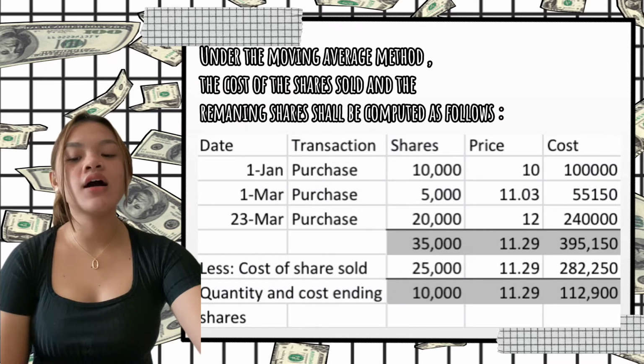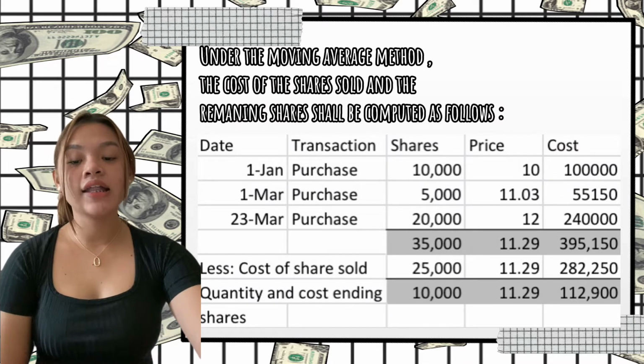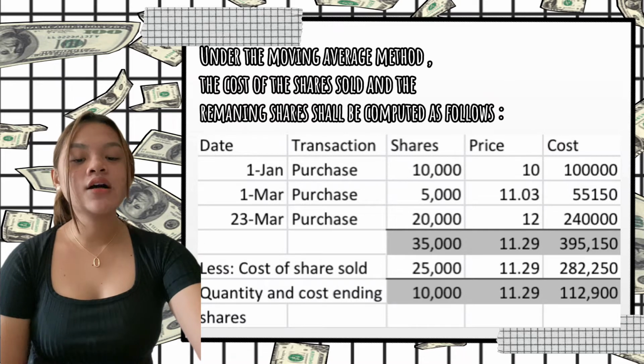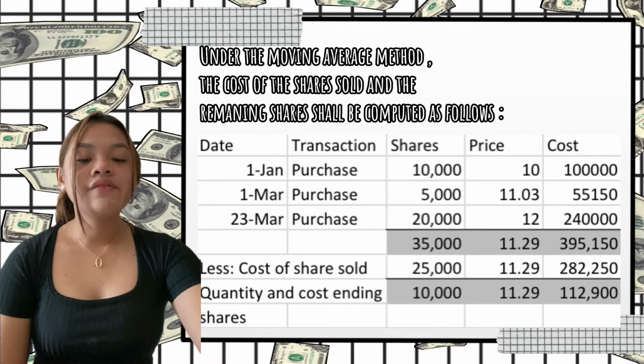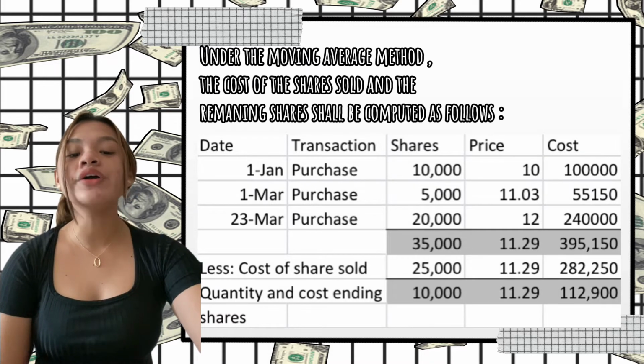Next, we're going to less the cost of shares sold. So we have the shares sold, 25,000. 35,000 less 25,000 is equal to 10,000. Then the unit cost will remain 11.29. And the cost, we have 395,150 less 282,250 is equal to 112,900.